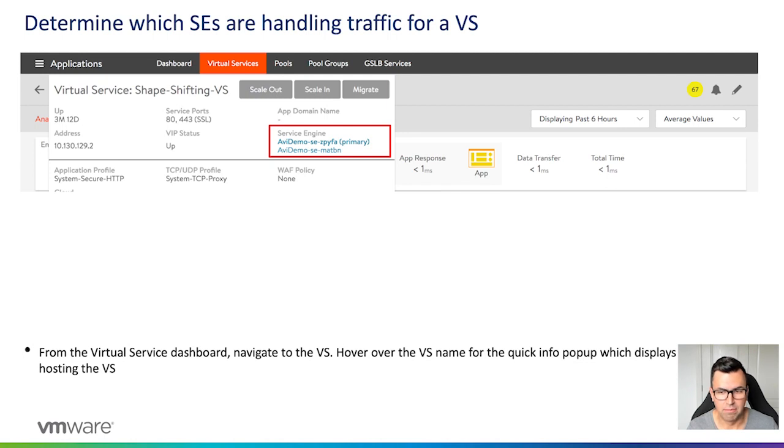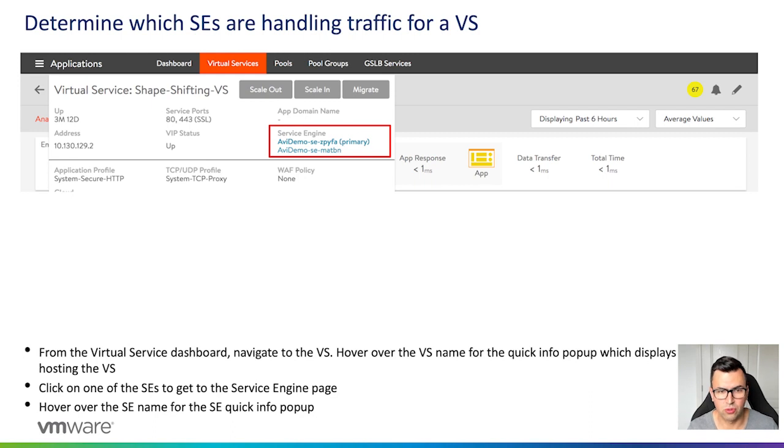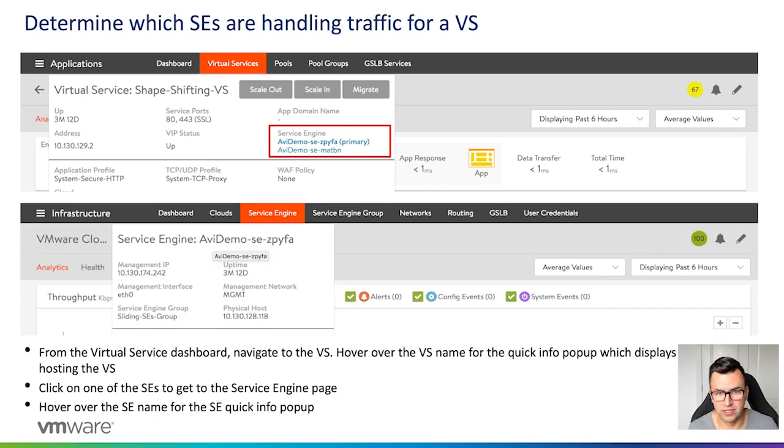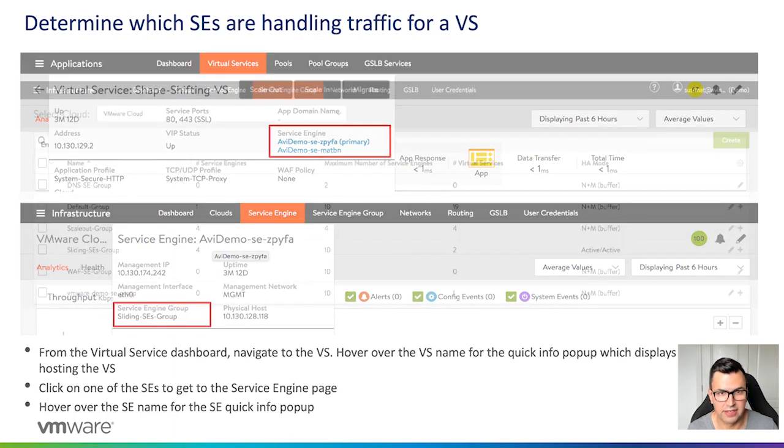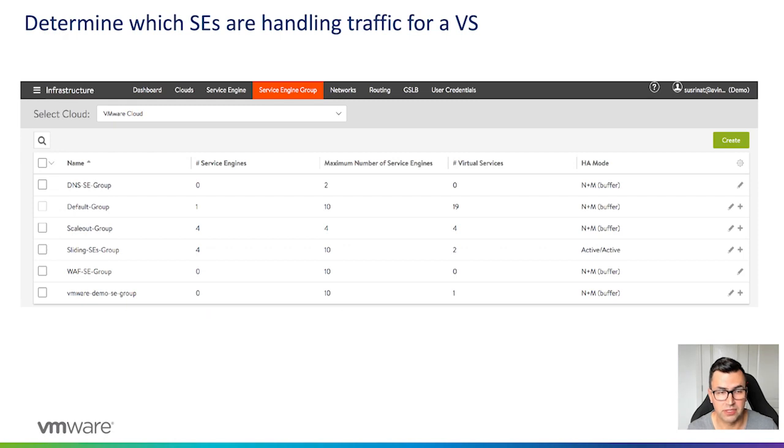And this is how we're going to display that. And then if we click on any of these service engines, that is going to take us to the service engine section. So in this example, we have clicked on the first service engine, and that takes us to the menu of the service engine. And then that is going to tell us what service engine it belongs to. Here it is. And this is how we determine which SEs are handling traffic for a virtual service.